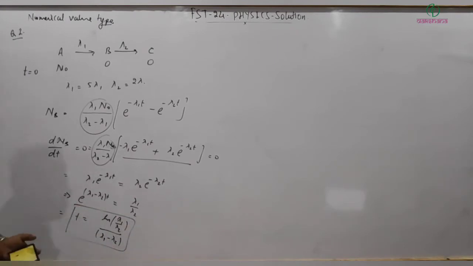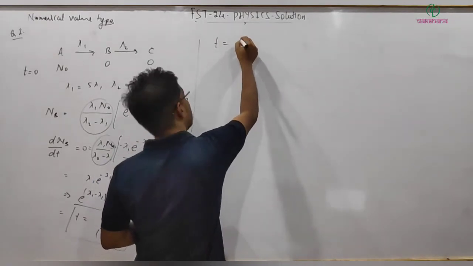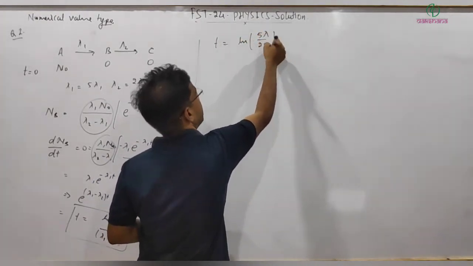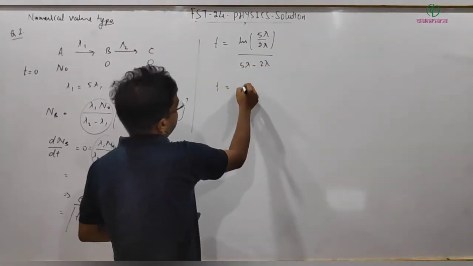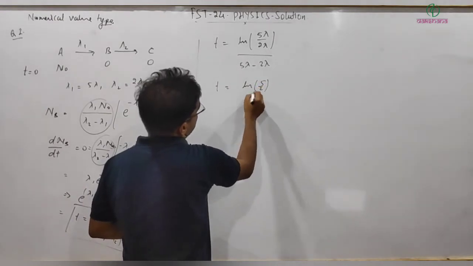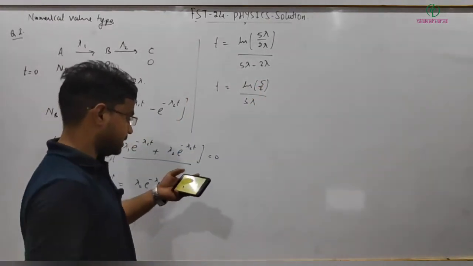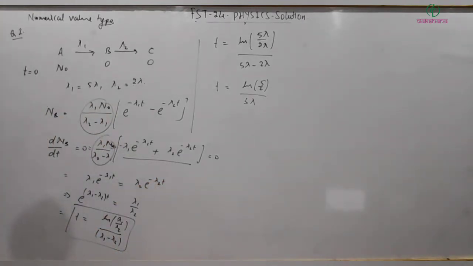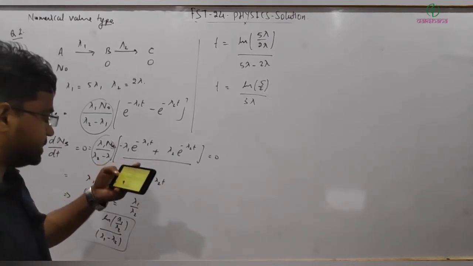Let me substitute the values now. So substituting the values, we are getting t is equal to ln(lambda 1 by lambda 2), where lambda 1 is 5 lambda and lambda 2 is 2 lambda, divided by 5 lambda minus 2 lambda. So t we are getting ln(5 by 2) over 3 lambda. Just wait, let me check if we have done all right. Lambda 1, lambda 2, 5 lambda, 2 lambda, yes, that's correct.